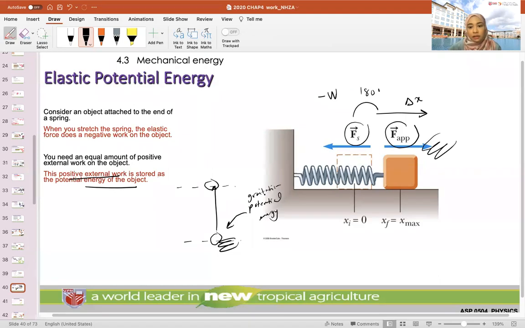Sama juga kat sini. We are applying F applied. I am stretching or compressing. I am giving my energy because I feel tired after buat kerja Allah, tarik semua ni. I feel tired. So where does my energy go? It goes and it is being stored in the spring and it is called as elastic potential energy. Alright.